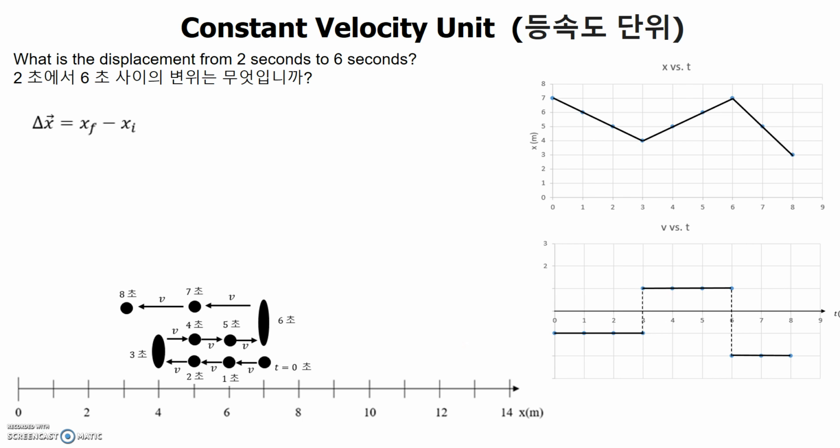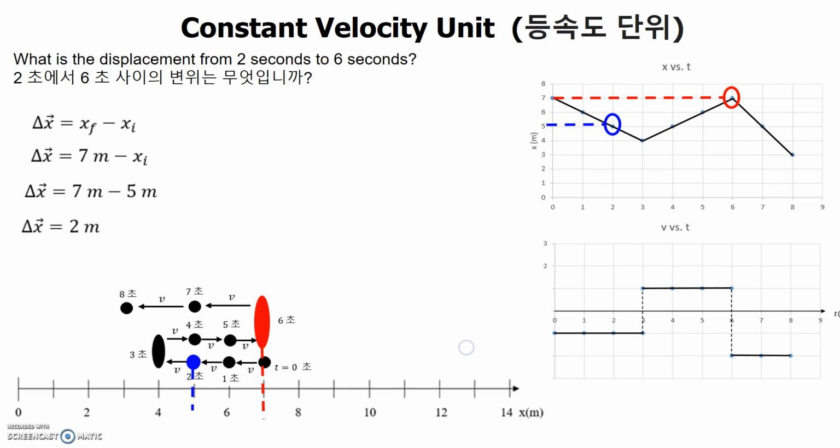Displacement, which is delta x, is equal to the final position, xf, minus the initial position, xi. So the final position is 7 meters. That's at 6 seconds. The initial position is 5 meters. That's at 2 seconds. So 7 minus 5 is 2 meters. We can get that from the position time graph, and we can get that from the motion map.